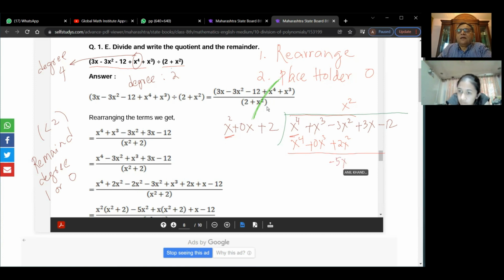Is it okay? x cube will remain as x cube because taking away 0 will not make it different. So we have x cube minus 5x square. Let us bring down 3x now.